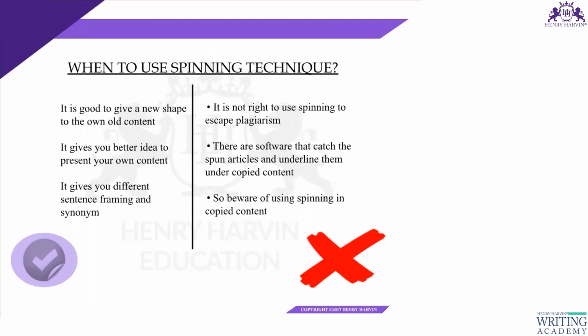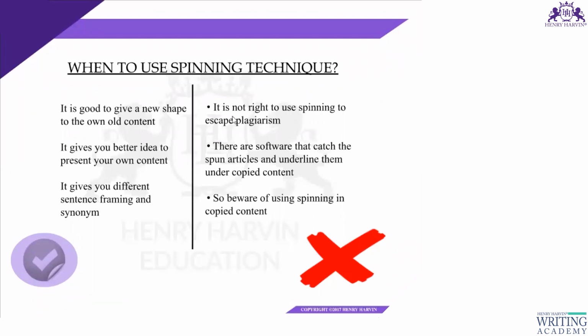It gives you a better idea to present your own content. Say, for example, before publishing something you've written, you just want to quickly run it through the software and see if there are some sentences, ideas, or better words that you could incorporate. You could then change it accordingly. Then it gives you different sentence framing and synonyms.